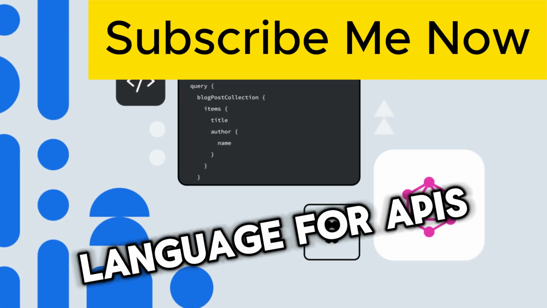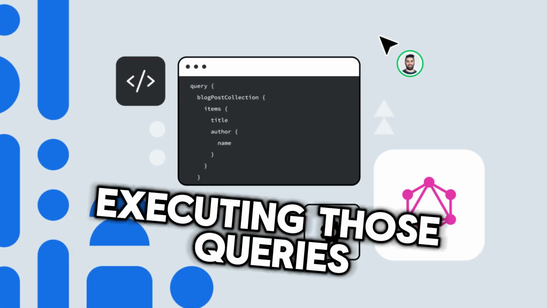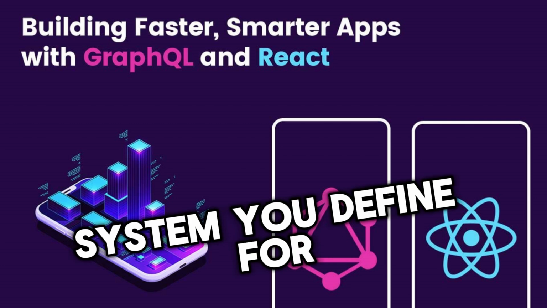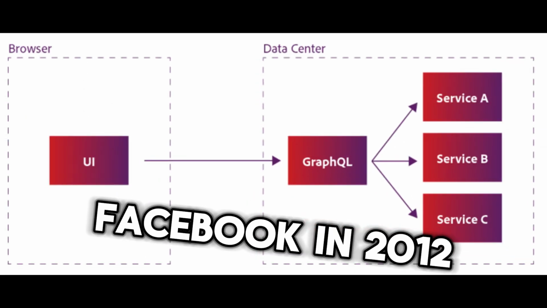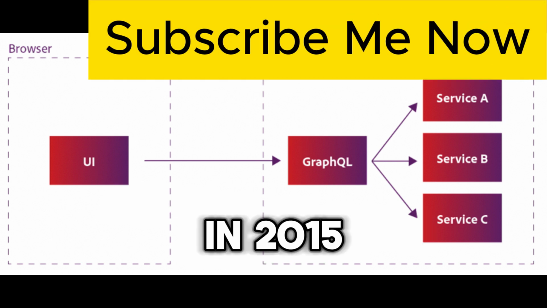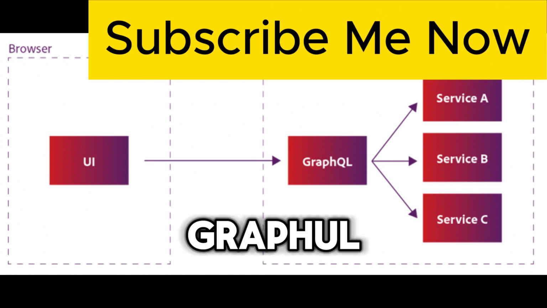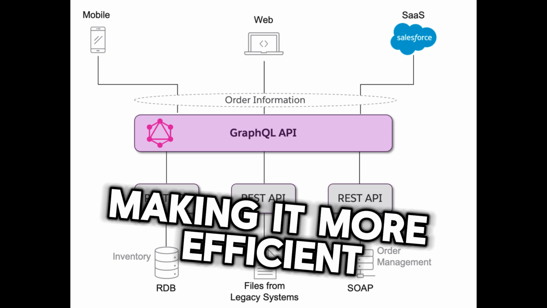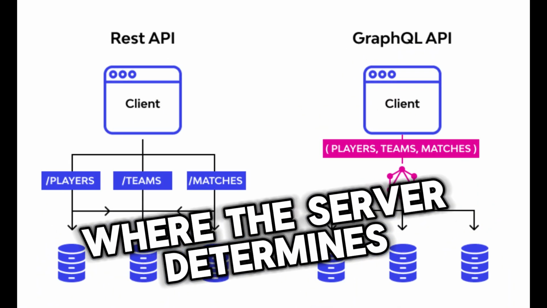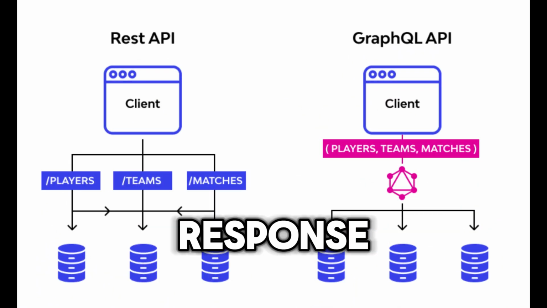GraphQL is a query language for APIs and a runtime for executing those queries by using a type system you define for your data. It was developed by Facebook in 2012 and later open-sourced in 2015. GraphQL allows clients to request only the data they need, making it more efficient than traditional RESTful APIs where the server determines the structure of the response.